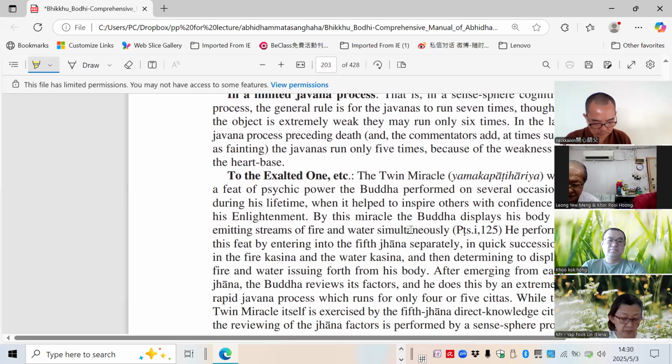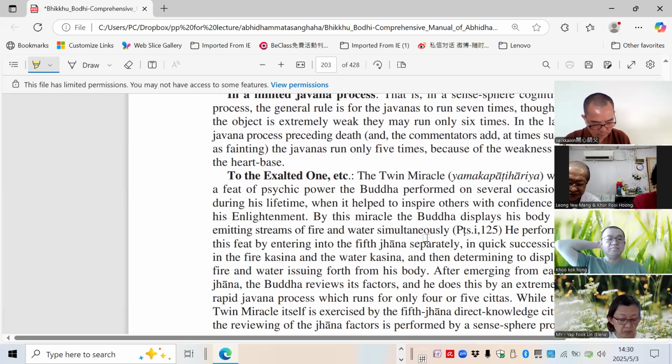To the exalted, etc., the twin miracle was a feat of psychic power the Buddha performed on several occasions during his lifetime, when it helped to inspire others with confidence in his enlightenment. By this miracle, the Buddha displays his body as emitting streams of fire and water simultaneously.